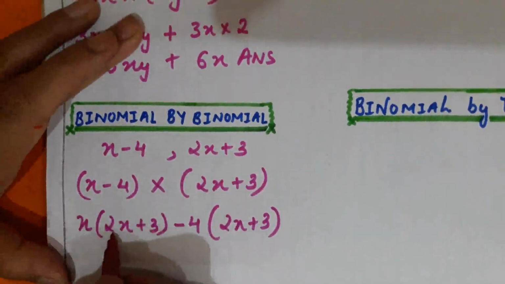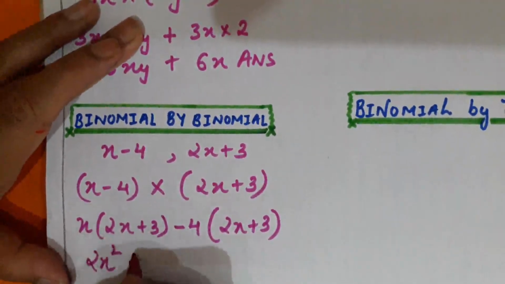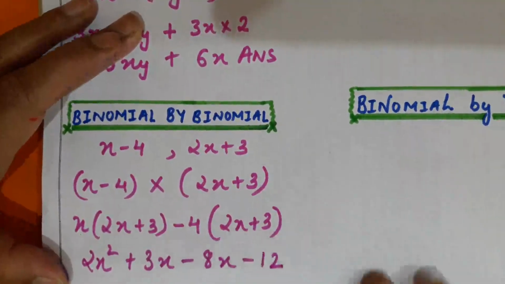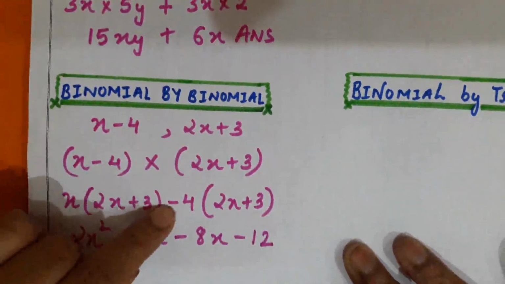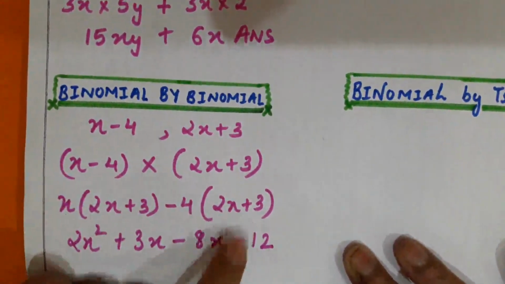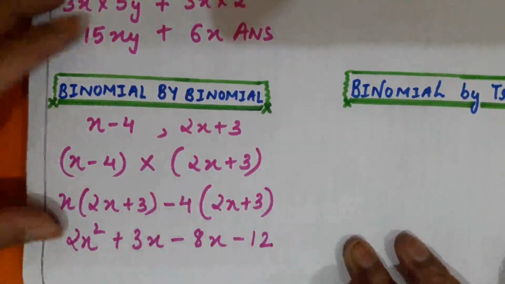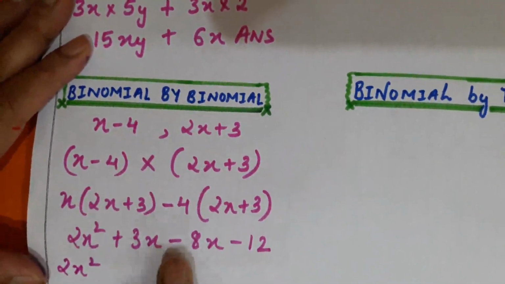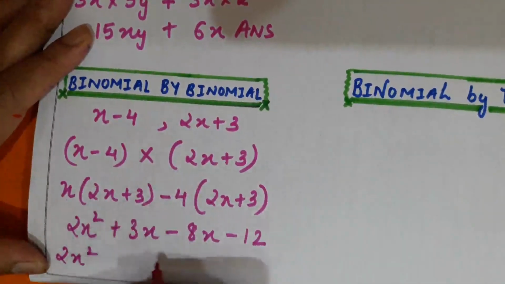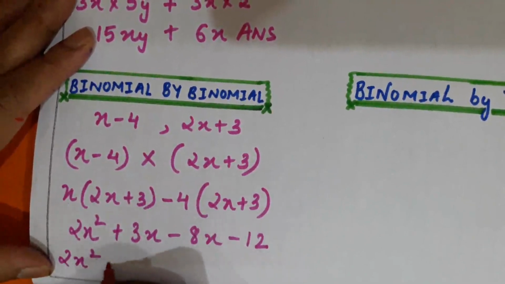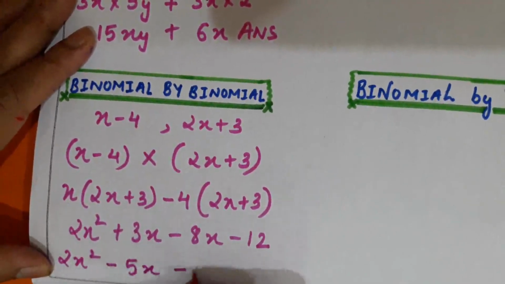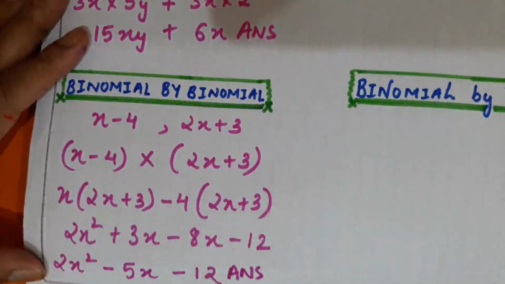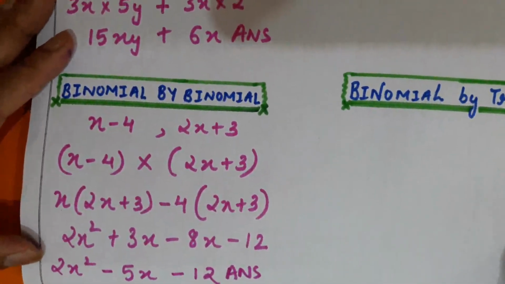Now multiply 2 into x square. It gives you 2x square, 3x minus 8x minus 12. Now when this minus goes inside and meets 2 plus 3, it makes it minus. Now 2x square, 3x minus 8x: 8x is the bigger term, so we will take the sign of 8x. So subtract: minus 5x minus 12 will be your answer. So in this way we can solve binomial multiplied by binomial.